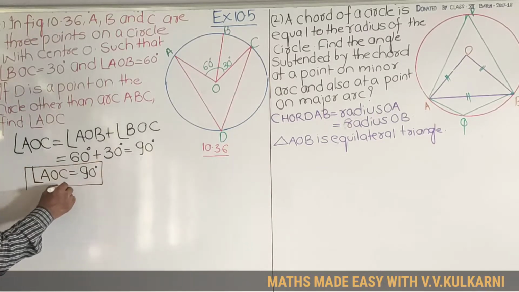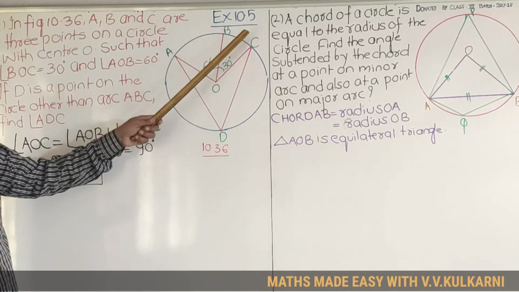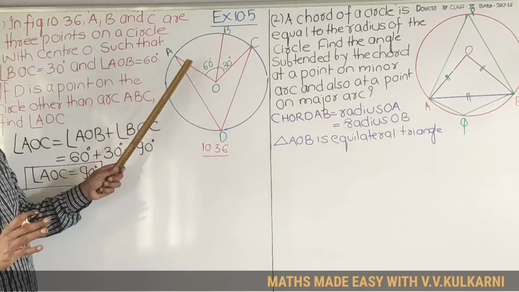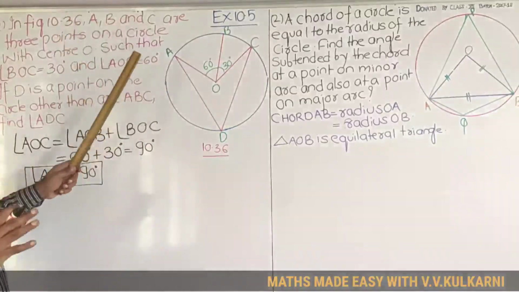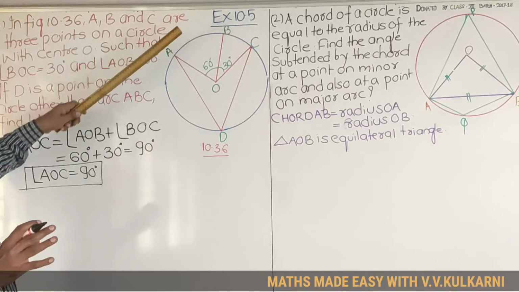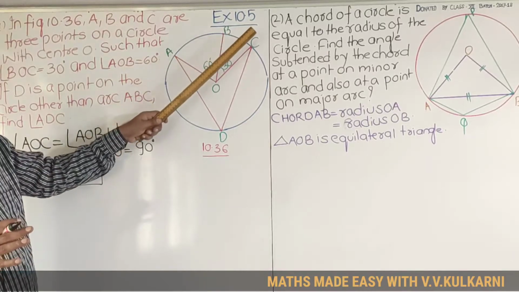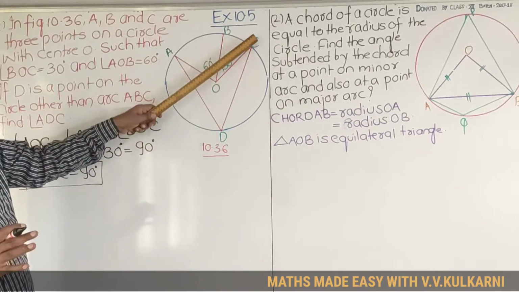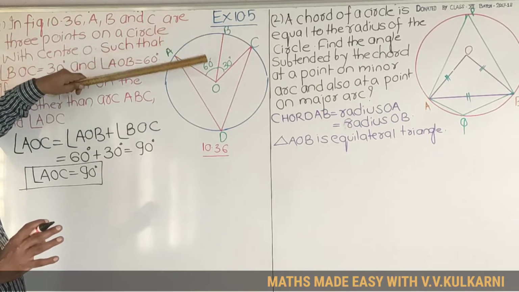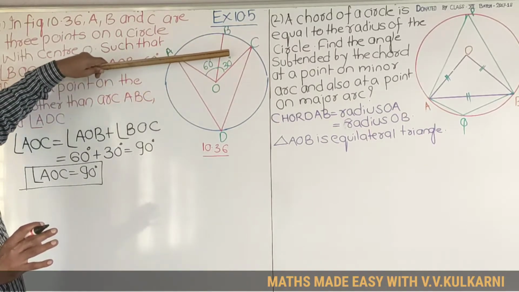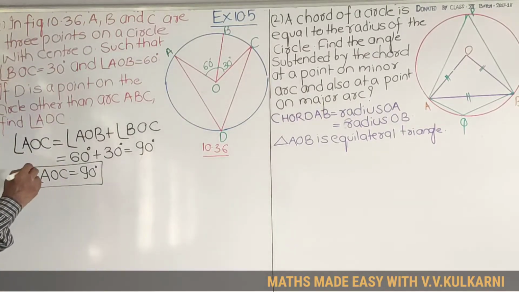Now you may say, sir, you were asked to find ADC but you are finding AOC. Let me explain. Sir, you were asked to find ADC, but you are finding AOC. I will tell you. See, this arc AC makes angle AOC at the center, and angle ADC on the circumference. So the angle here will be half of this. That is, the angle on the circumference will be equal to half the angle made at the center. I am coming to the same point.